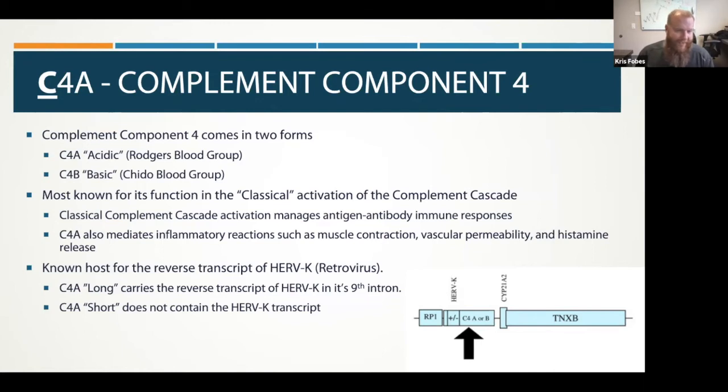And then one of the biggest things I get questions on is this C4A long versus C4A short. The C4A long version includes the reverse transcript of HERV-K in its ninth intron, versus the C4A short, which doesn't include the transcript for HERV-K. So I think this is one of the ways that we can see increased HERV-K expression in response to some of these pathogens or infections that we get.